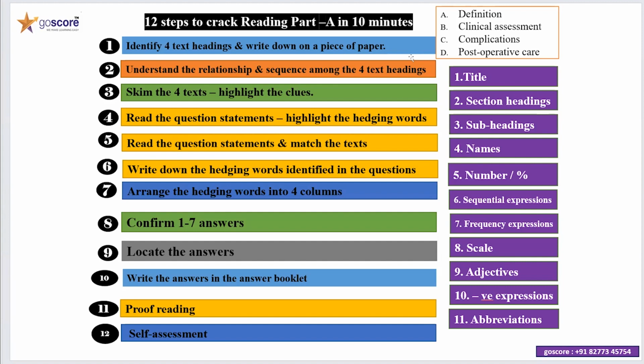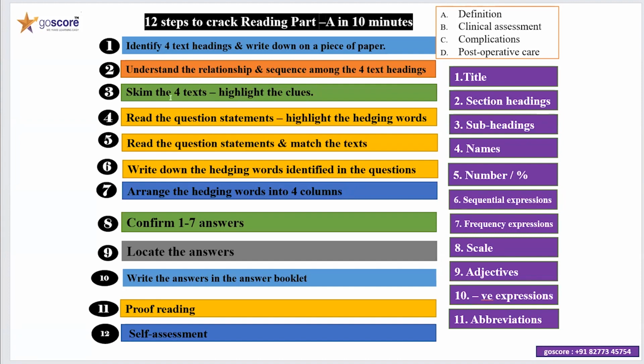You can just write on the text booklet itself. In reading part A, you will get 2 books: one is the text booklet and the other is the question and answer booklet. In your text booklet, you can write the sequence of the particular texts. The second step is to understand the relationship and sequence among the 4 texts. You always have to understand the sequence while reviewing the text.